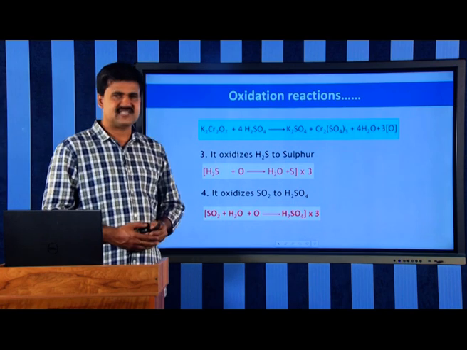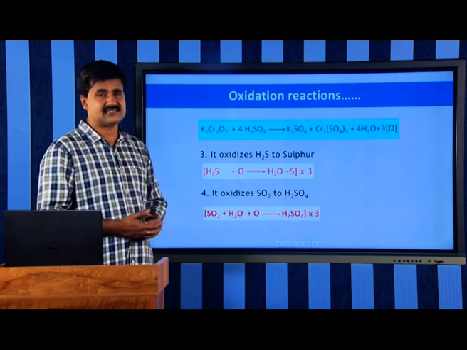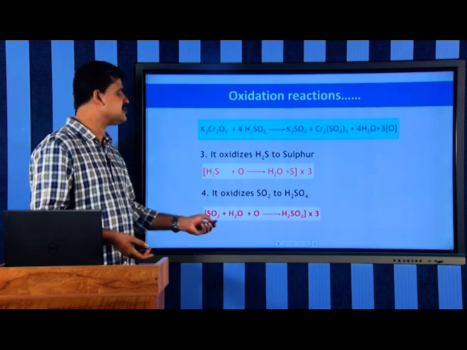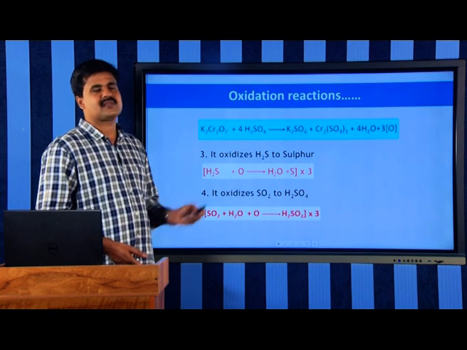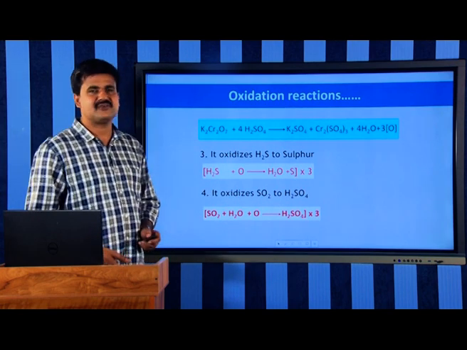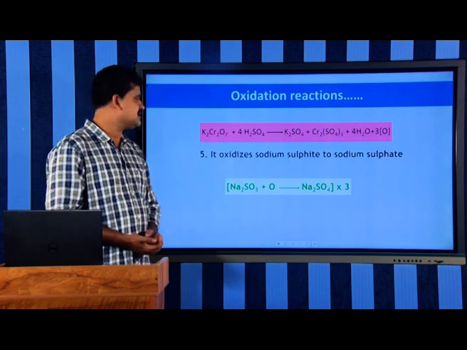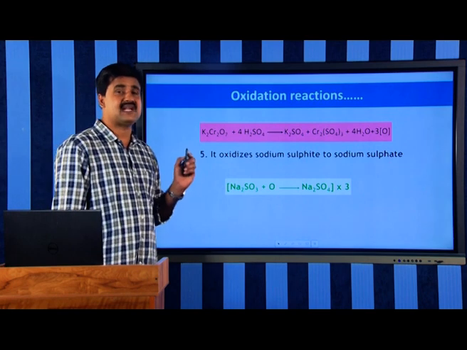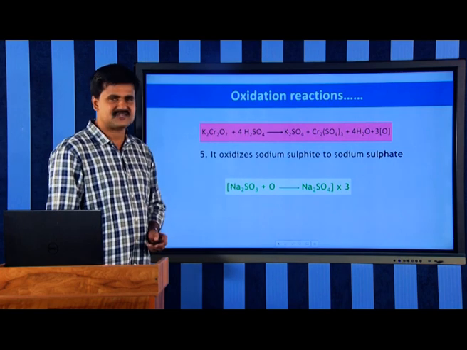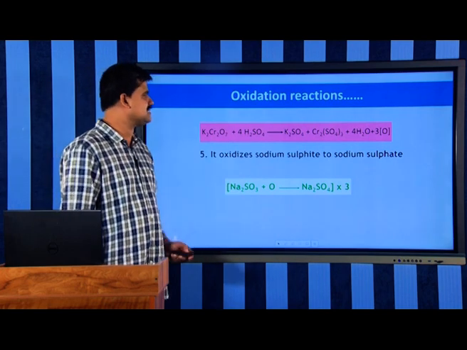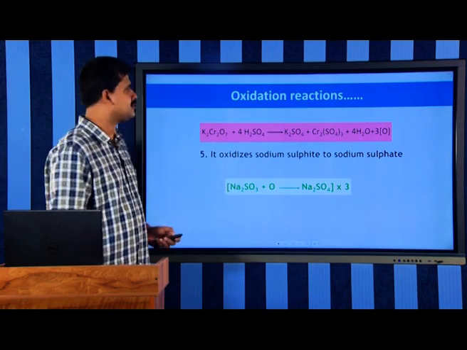Acidified potassium dichromate also performs the oxidation of sulfur dioxide gas to sulfuric acid. This is the equation responsible for that oxidation: SO2 plus water plus nascent oxygen produces sulfuric acid. In another reaction, acidified potassium dichromate oxidizes sodium sulfite, Na2SO3, to sodium sulfate. This is the equation responsible for that oxidation: Na2SO3 plus nascent oxygen that we got from the first reaction produces Na2SO4.